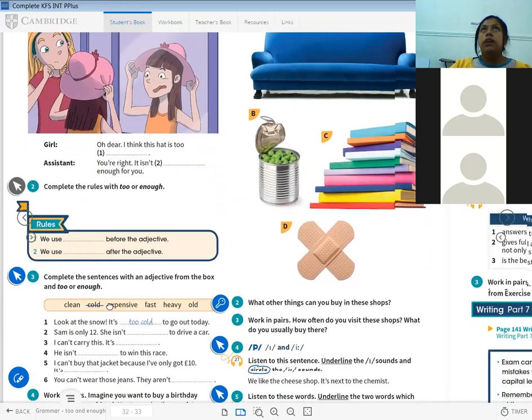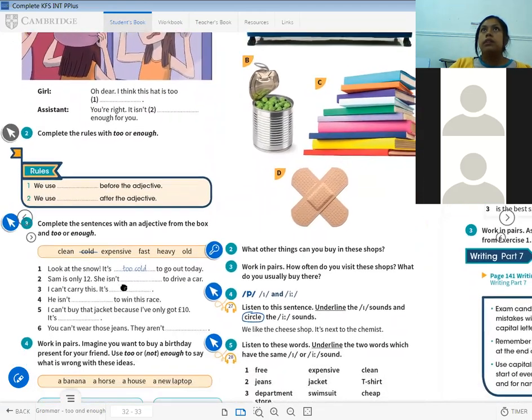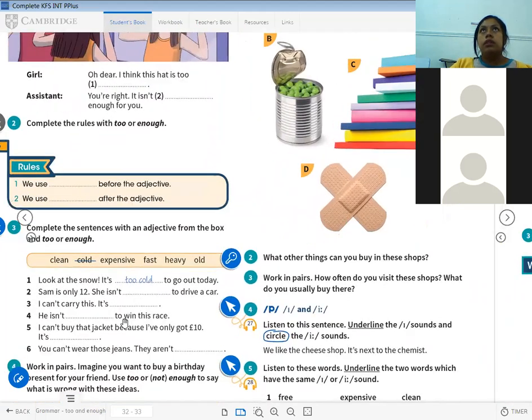Okay, now let's see. Complete the sentences with an adjective from the box. Okay, this box: clean, cold, expensive, fast, heavy, old. You have 5 minutes to complete these 5 sentences, 1, 2, 3, 4, 5. Yes, because we have one already answered. So you have 5 minutes and then we check the answers. Is it clear? Yes. Okay, so you have 5 minutes to complete this. Please.